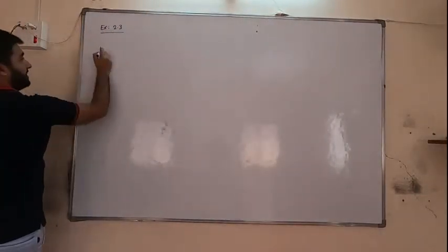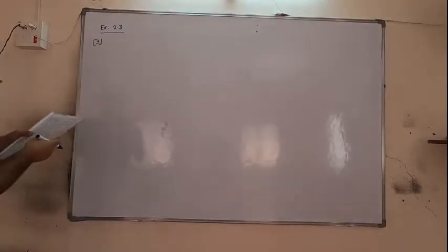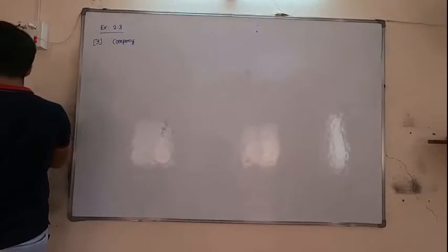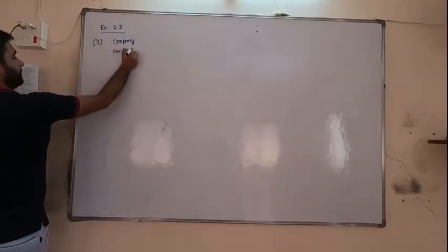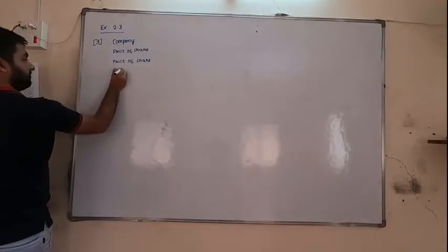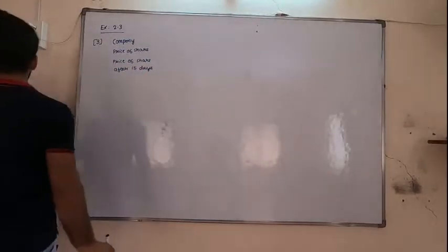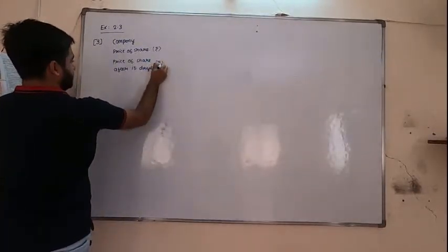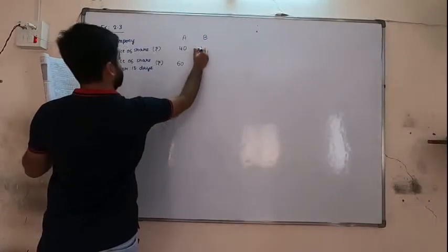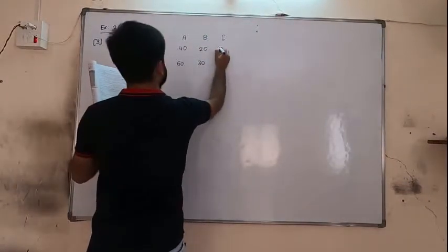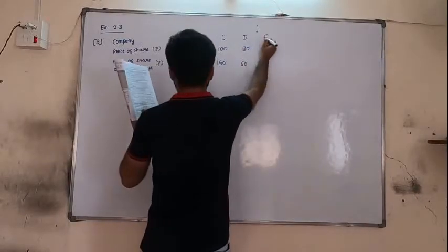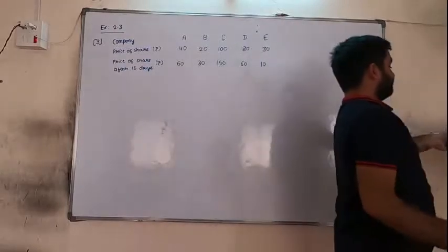Exercise 2.3. First we are writing on the page where lines are given, and we have sum number 3. First we are writing the data. Company, price of share, price of share after 15 days, both in rupees. Company A 40, 60; company B 20, 30; company C 100, 150; company D 80, 60; company E 30, 10. We draw the lines.